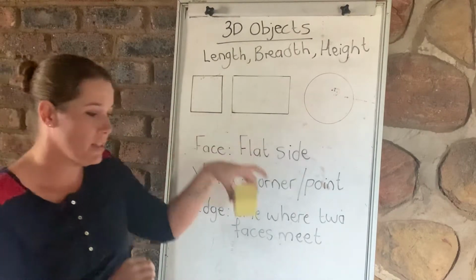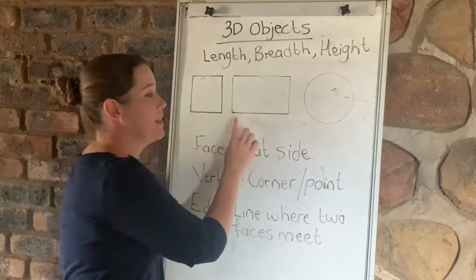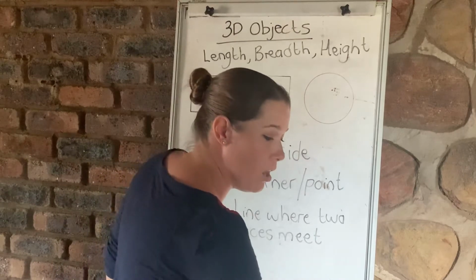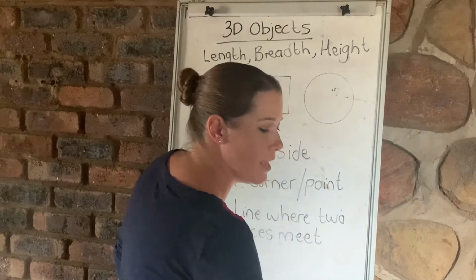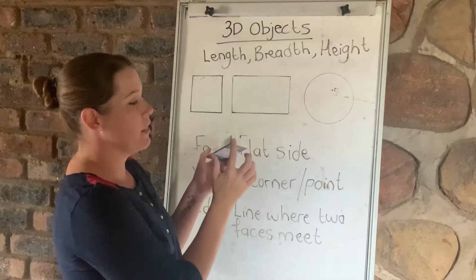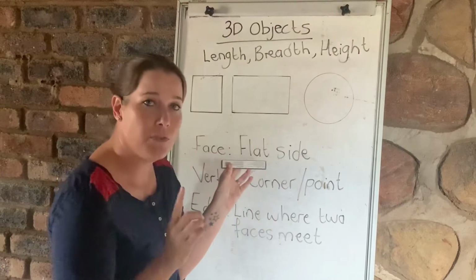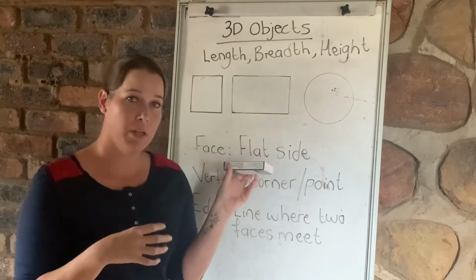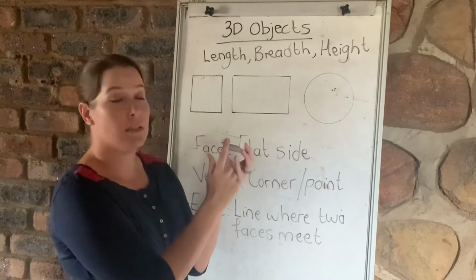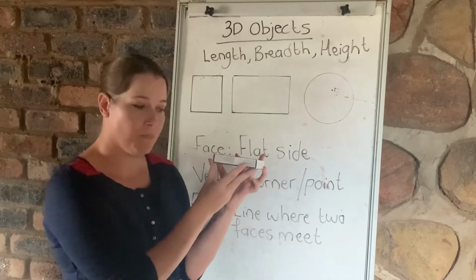If you look at the rectangle, again, this is a shape, it's 2D because it has length and breadth. If you look at the 3D object, it is a rectangular prism because the end faces are rectangles. And that is very important. That is how we name a 3D object. We look at the end faces. In this case, it's a rectangle. So this would be a rectangular prism.